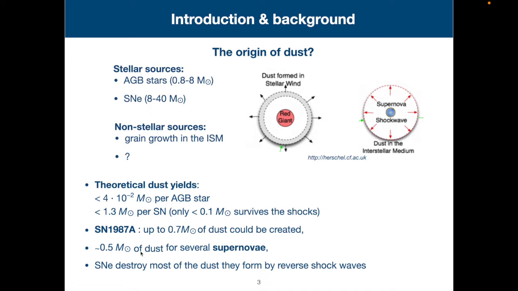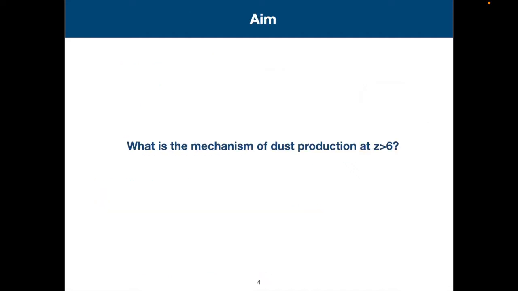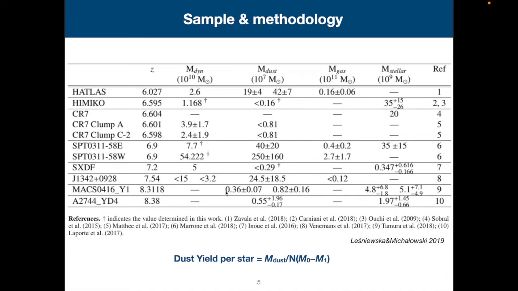But talking about supernovae, it's very important to notice that they are not only dust producers, but they can also sometimes destroy most of the dust which they already formed by their reverse shock waves. So the question in my work was, what is the mechanism of dust production at redshift more than 6? In this work, we have selected all galaxies at redshift more than 6 up to 8.4, for which observations of dust continuum have been attempted.